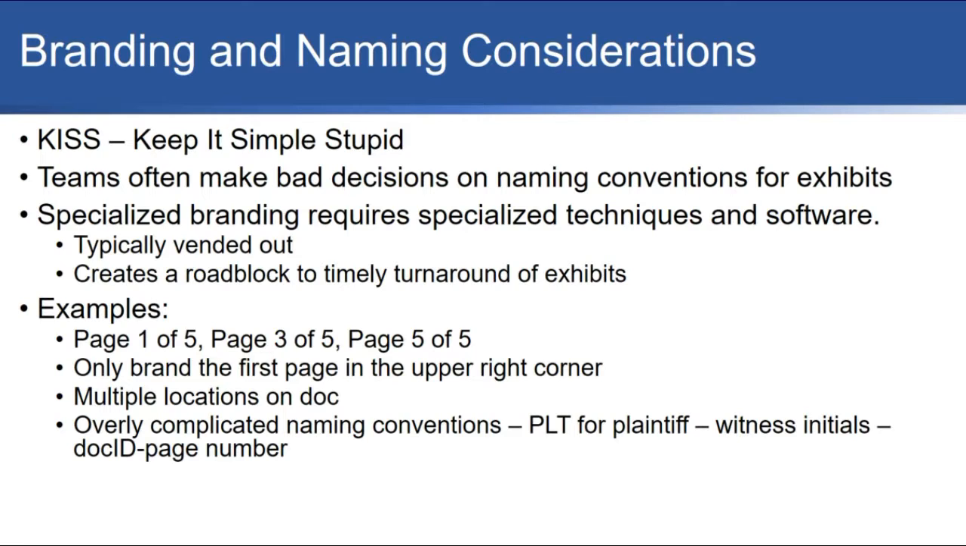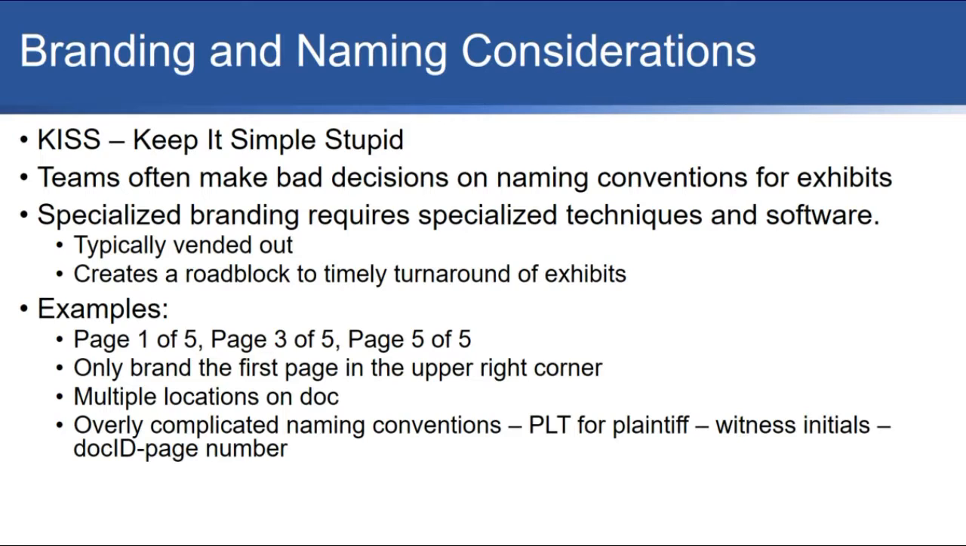So it makes sense, right? Fewer rules for exhibit branding on your document, the faster it's going to go. The more rules and technical requirements that you have, the slower it's going to go. And that's the same for your naming requirements as well. If you create a crazy name for your exhibits and exhibit branding, it's going to take you longer to input it and to create it in the exhibit creation process.